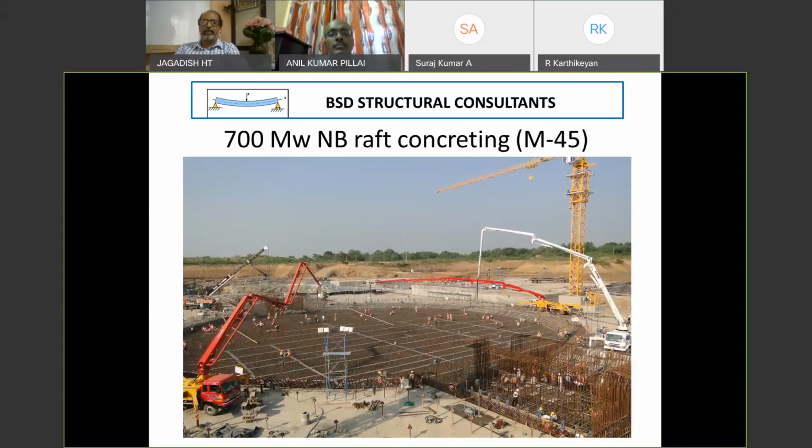This is a 700 megawatt nuclear building raft concreting of M45 grade. I told you raft is poured in multiple layers. This is one of the layers, the concrete is about to start or maybe just started. The reinforcement is tied. You can see 1, 2, 3 placer booms and one crane here, one black color, it's used for crane bucket, and probably this tower crane is a standby. So this concreting is done from 4 locations, and we have poured concrete of the entire raft in one go, but one particular layer alone.